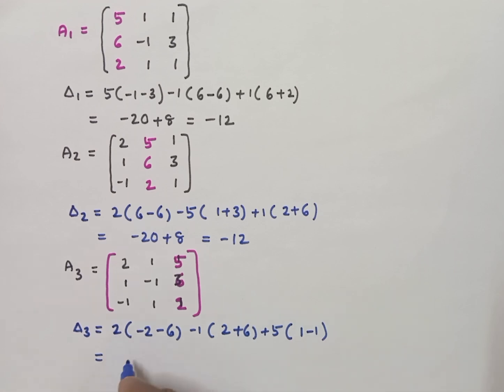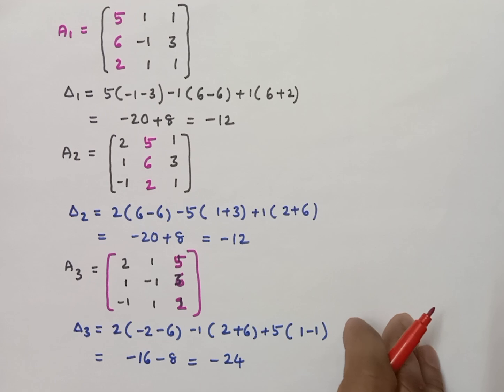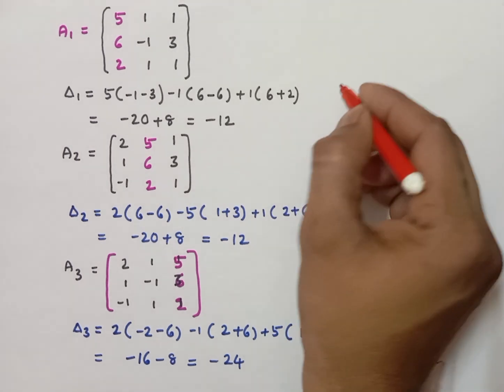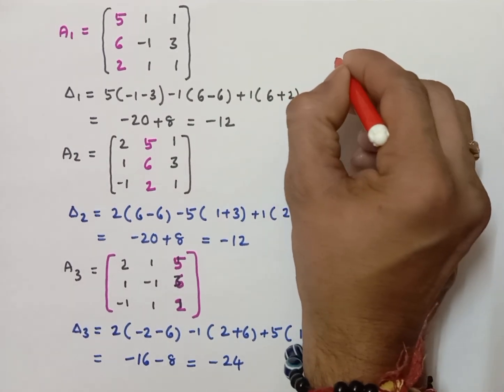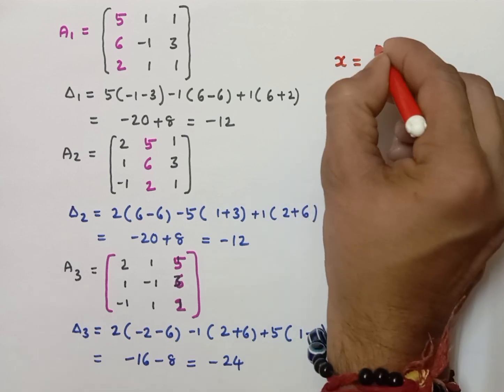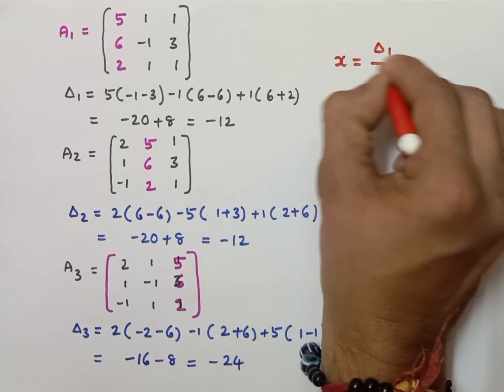How much are we getting? Minus 8 twos are 16, minus 16 it is, and here 2 plus 6 is 8, and minus 8, 1 minus 1 is 0, you can ignore that. How much are we getting? Minus 16 minus 8, that is nothing but minus 24. Now we got three delta values, delta 1, delta 2, delta 3. We have to find out the x, y, z values. So first I'm going with the x value. How do you get the x value? X is equal to, as we discussed, delta 1 by delta.